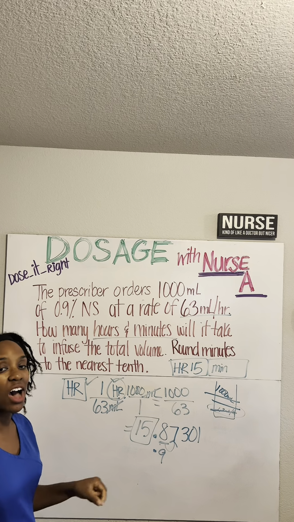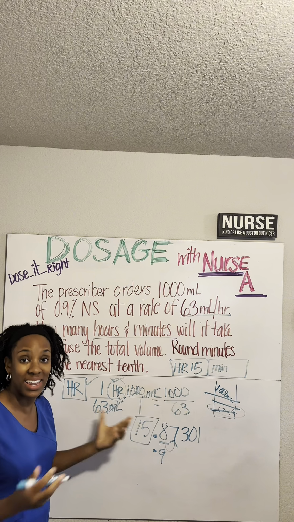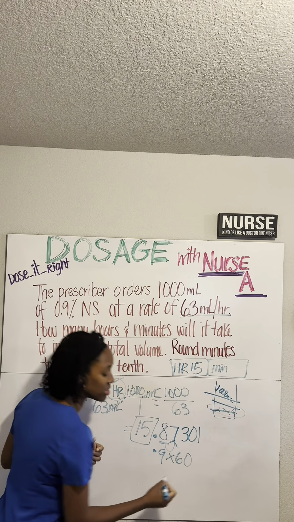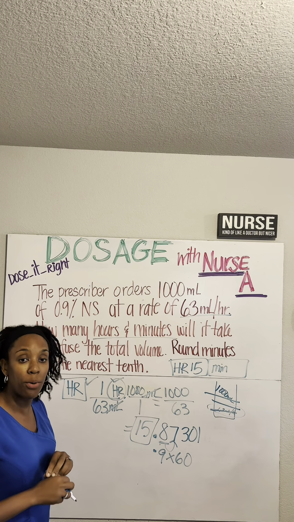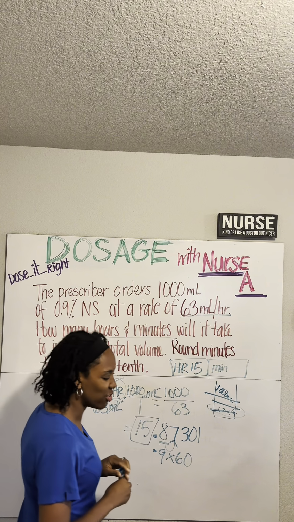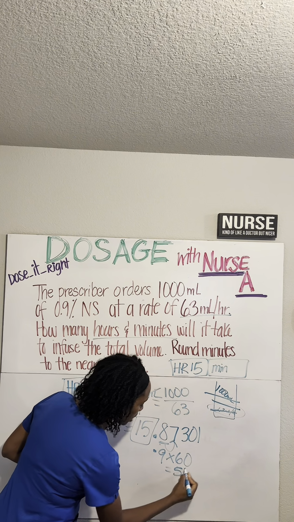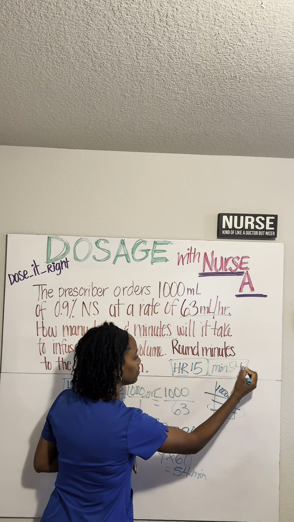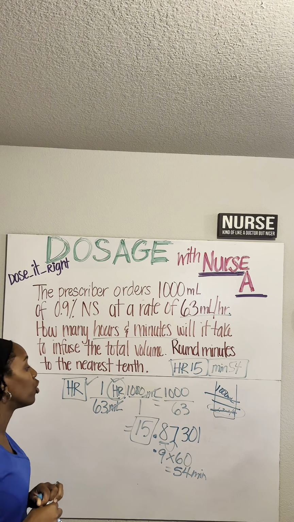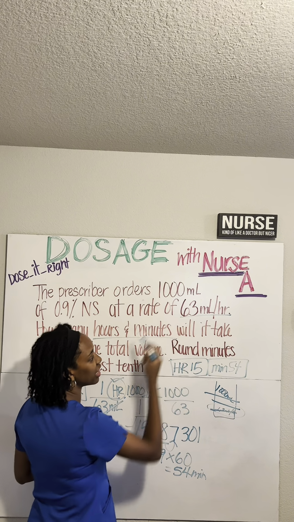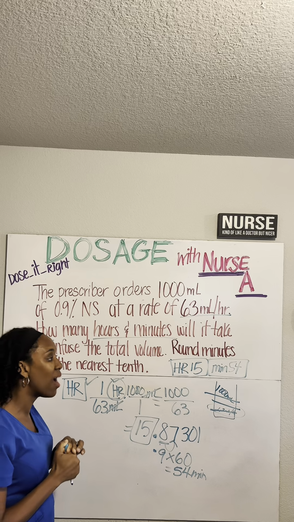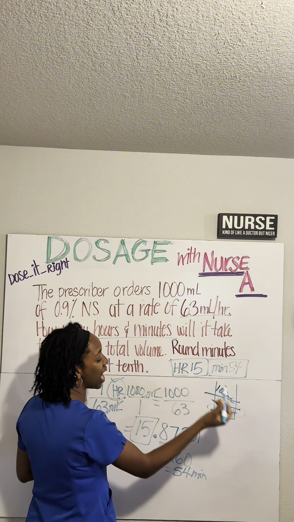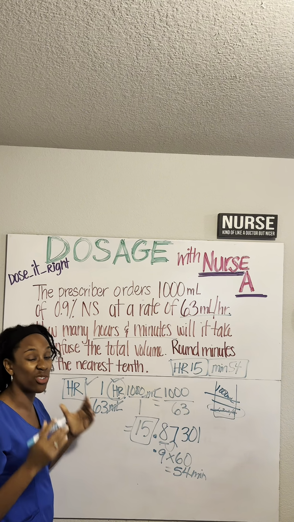All right, now how do we get this to know how much 0.9 is in minutes? Well, we know that to get minutes we multiply by 60, right? So multiply 0.9 times 60, and you should get a total of 54, and that would be minutes. All right. So in total, if the doctor set it at a rate of 63 mLs per hour to finish this whole bag of 1,000 mLs, it's going to take 15 hours and 54 minutes in order to complete.